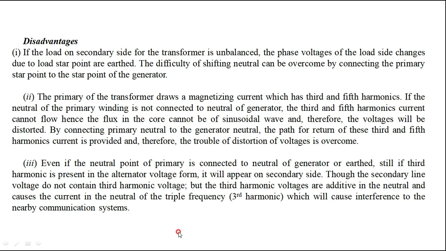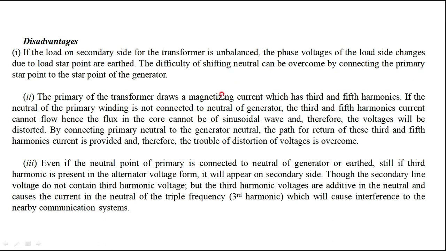Some of the disadvantages of the star-star connection are listed here. If the load on the secondary side of the transformer is unbalanced, the phase voltage of the load side changes due to the load star point or earth. That is, if there is unbalance, the neutral point is shifting. The difficulty of shifting the neutral can be overcome by connecting the primary star point to the secondary star point. Then it is avoided, and it can be used for the unbalanced condition also. Because if you are not connecting the primary and secondary neutral, then there is shifting of the secondary neutral point.